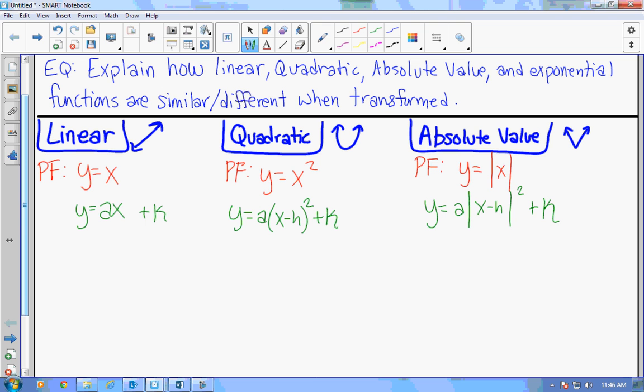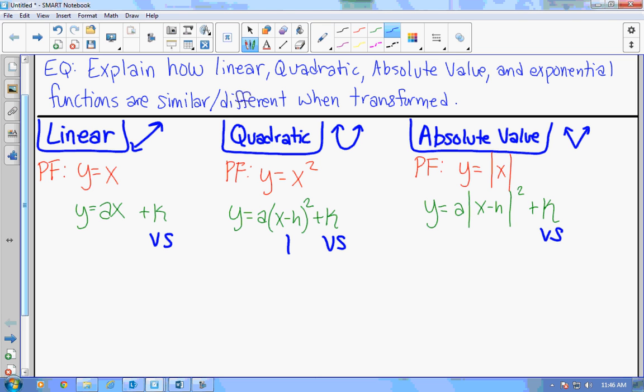Okay, so what does this K do? All three of them have a K. What does the K do to the graph? Vertical shift. So let's go through and put VS on all those. VS, VS, VS.